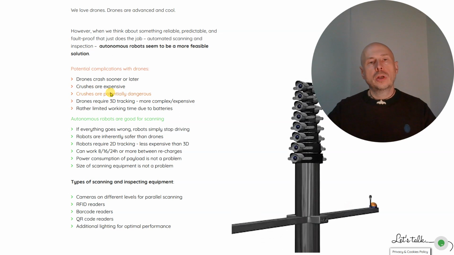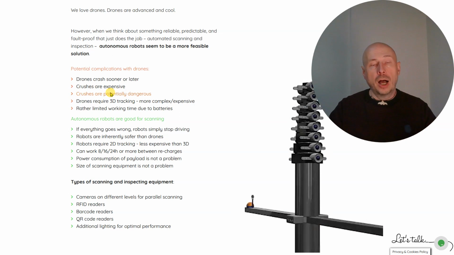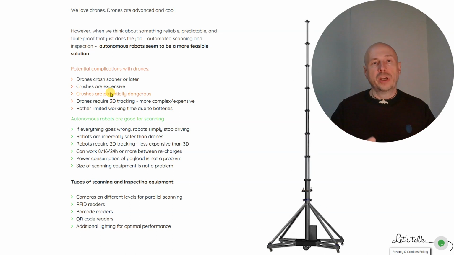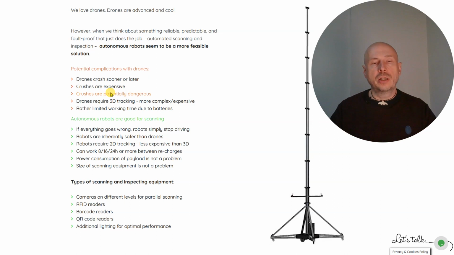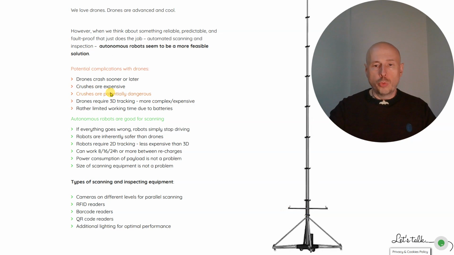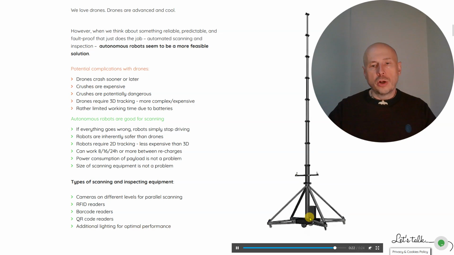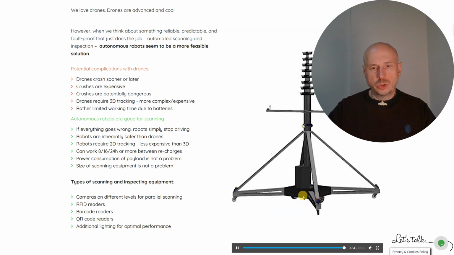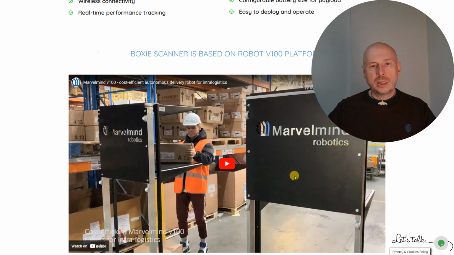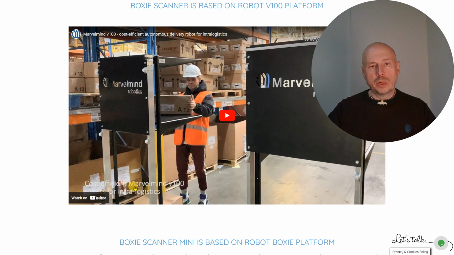So the end customers, warehouses basically, want something very, very practical and very pragmatic. And this is our solution, which is very practical and pragmatic. So we take our existing robot V100. This is the base of the robot V100, which you can see driving around. So this is V100.